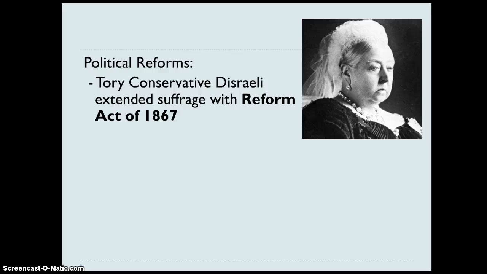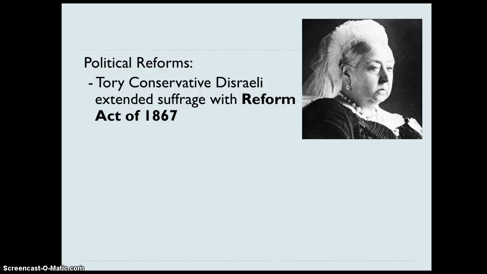You have the conservative Disraeli, who will be your first prime minister. And what you really need to know for him is that he extended suffrage. So he gave another 8% of people in Britain, so another 2.5 million people, the right to vote with his Reform Act of 1867. Now, I know you're thinking to yourself, well, why would a conservative extend suffrage? Because they believe in old order. That does not make any sense at all. Well, you're right, it doesn't.